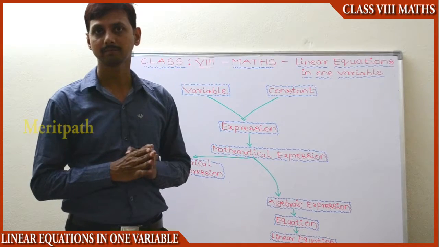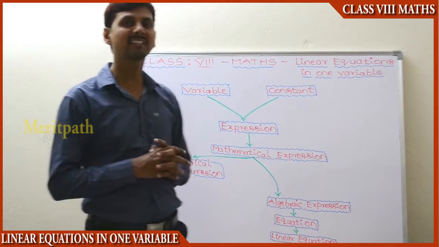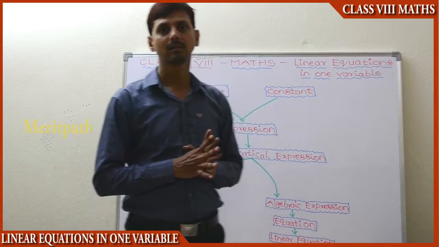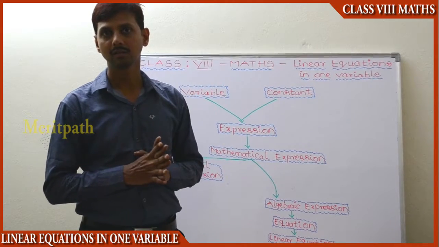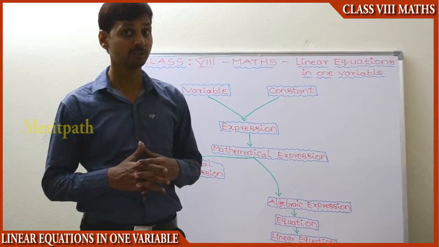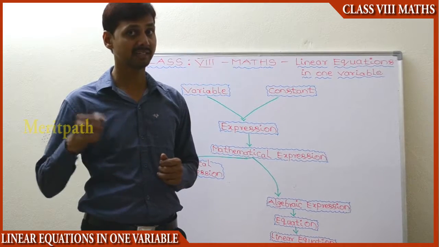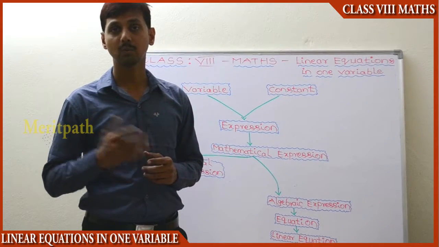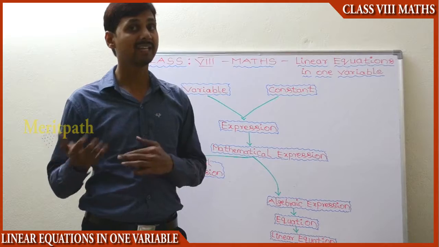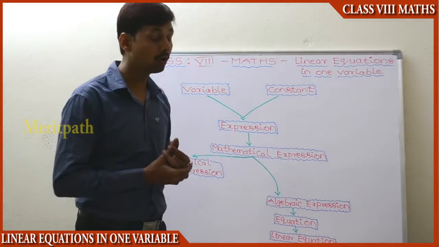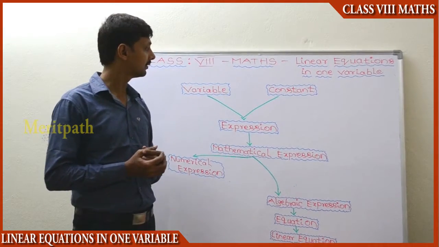and variables. Constants are nothing but numerical values, the values which don't change at all. Like for example, we take 1, 2, 3 or 1 by 2, minus 1. We take any numerical values, that are called constants.